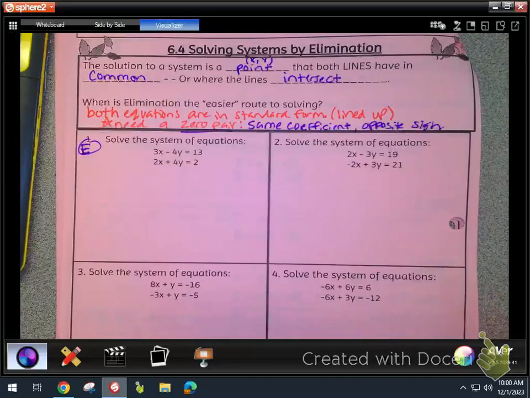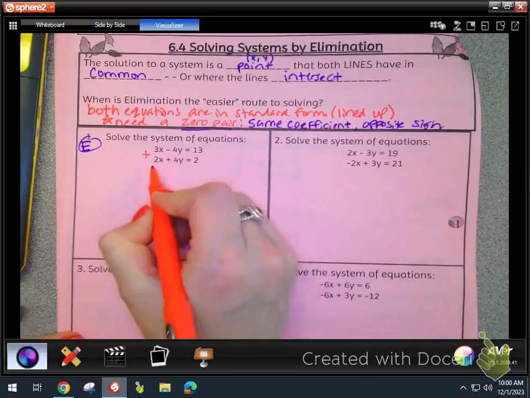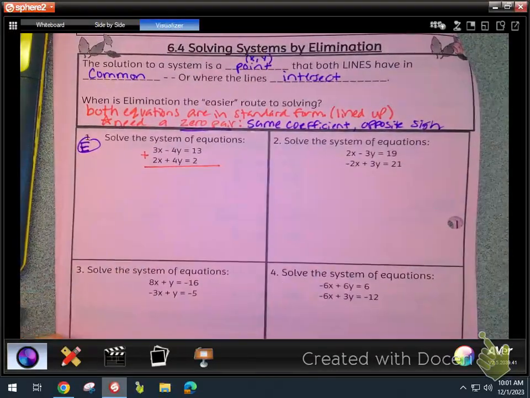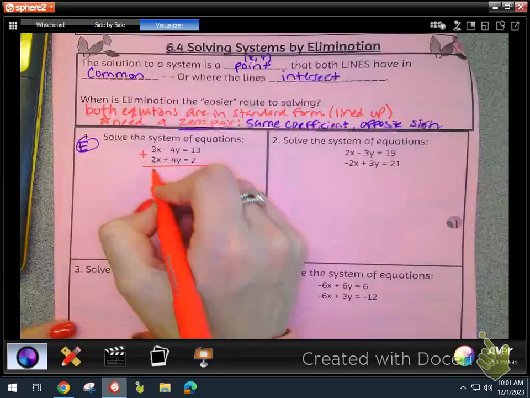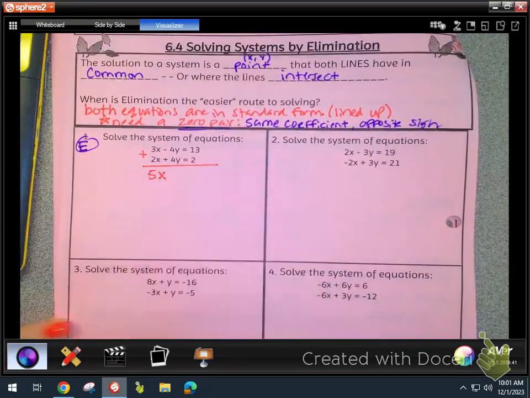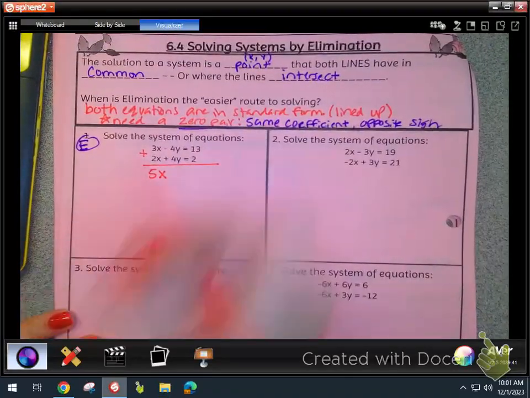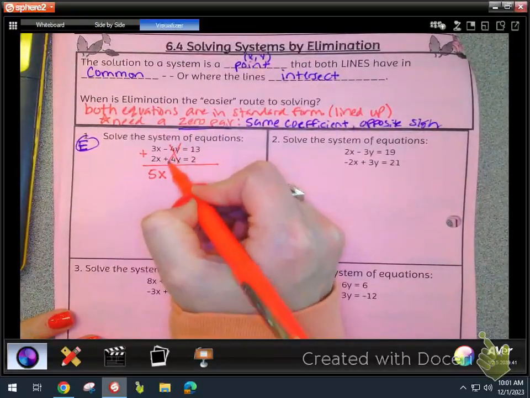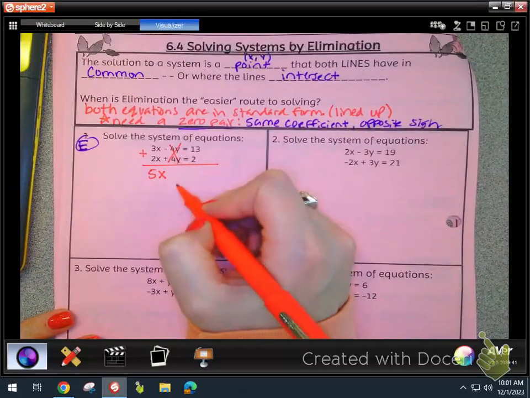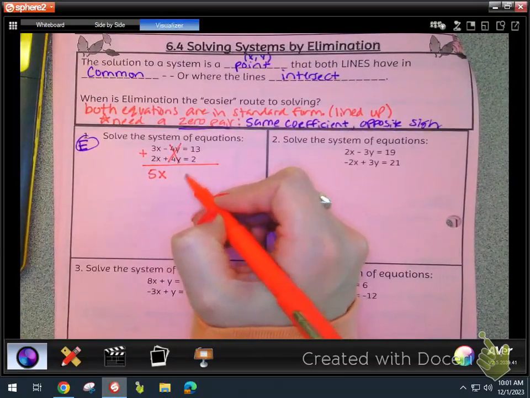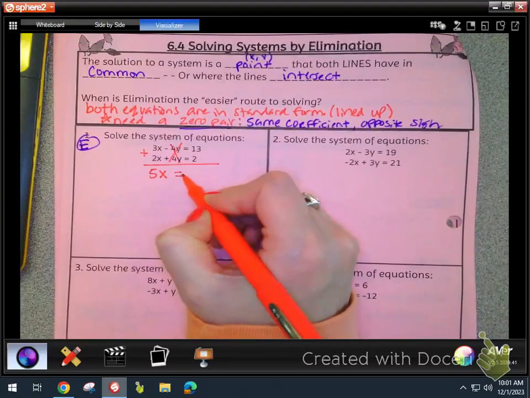So now I'm going to end up adding up these two equations. I'm going to put a plus sign on the outside, and then I'm going to draw a little equal sign. And I'm just going to go vertically, and I'm going to add. What is 3x plus 2x? 5x. But then what happens with my y's? -4y plus 4y. They eliminate. They cancel. They zero out. That's what we wanted. Goodbye, y.